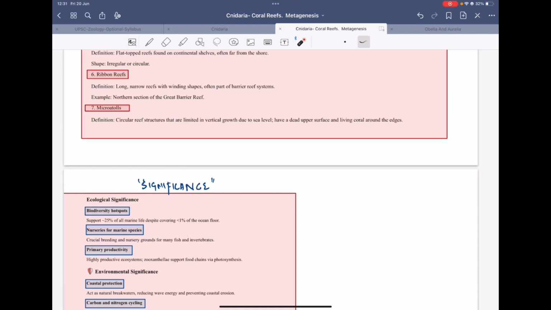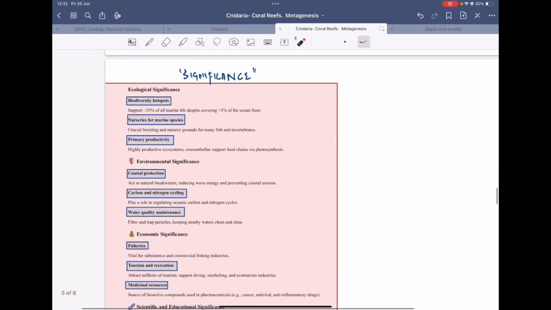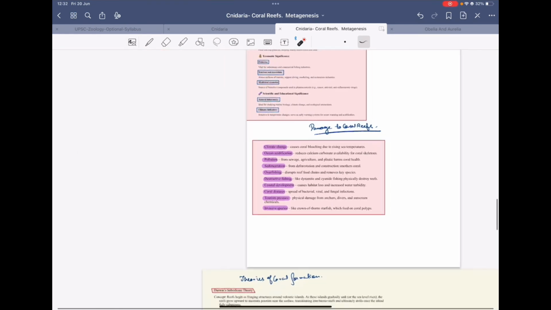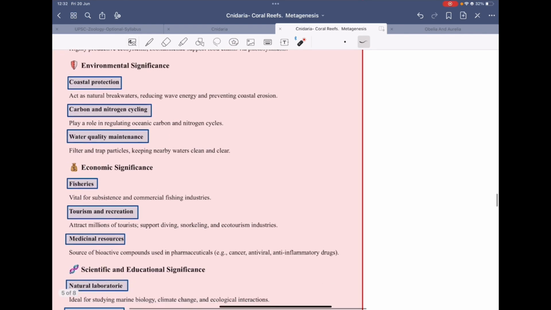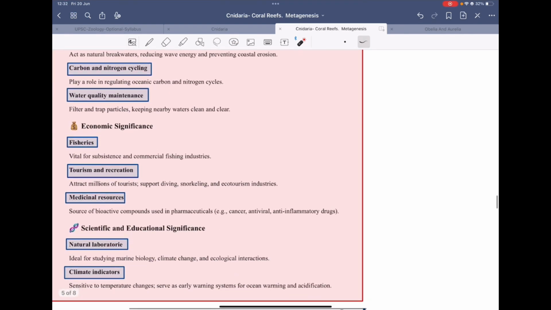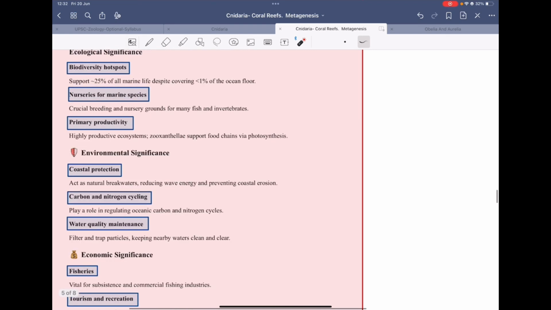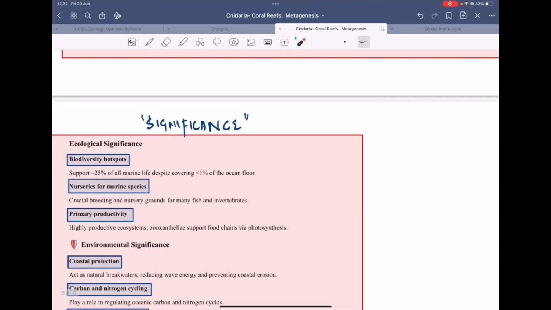Now we will discuss the significance of corals. The corals are very significant because they have ecological significance. As you can see, they have ecological significance, environmental significance, economic significance, scientific significance, and educational significance. First of all, the ecological significance.